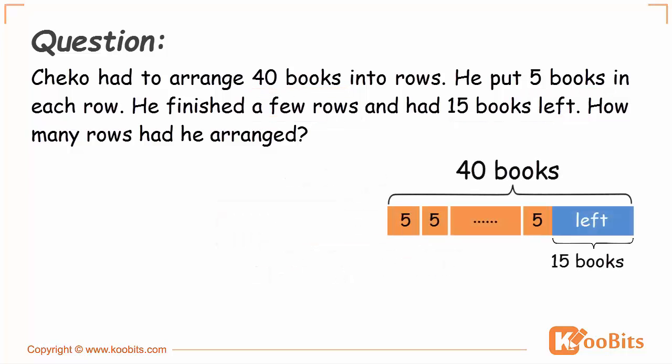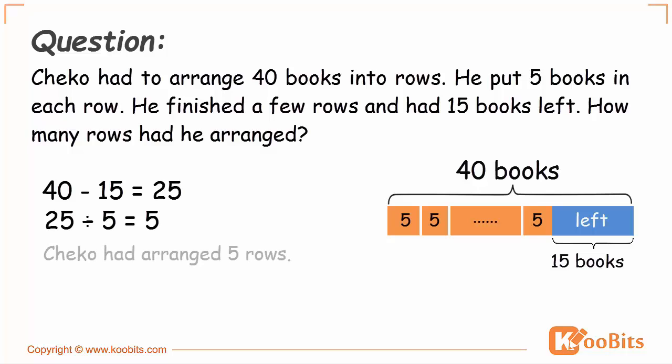The number of books that had been arranged is equal to 40 minus 15 equals 25. We know that Chico put 5 books in each row. The number of rows Chico managed to arrange is equal to 25 divided by 5 equals 5. Hence, Chico had arranged 5 rows.